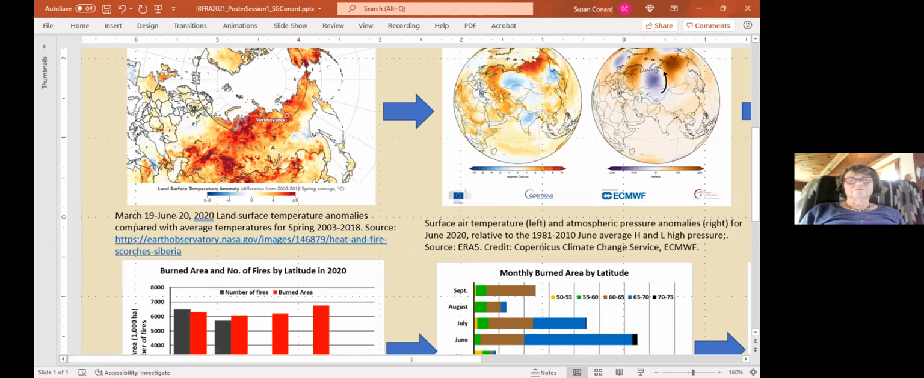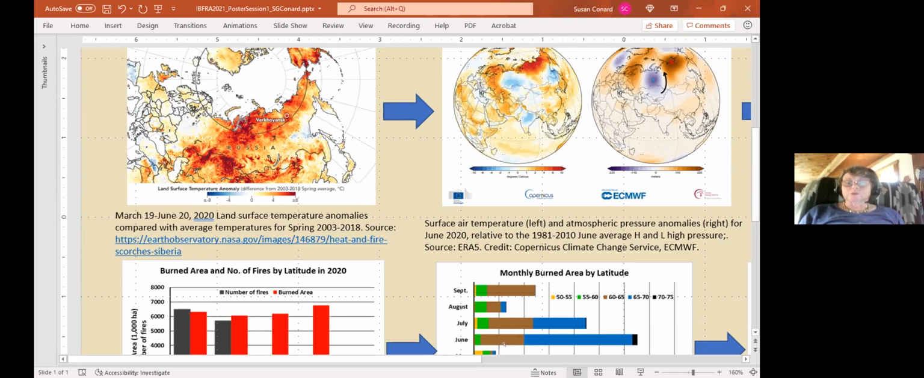So one of the factors that predisposed Siberia to this bad fire season last year were temperature and upper atmospheric circulation patterns. The first panel shows land surface temperature anomalies in spring, May to June 2020, and you can see that a lot of the areas up here were 4 to 5 to 6 degrees C above normal. And if you look at the second panel, the surface air temperatures in June were very high up in this area and somewhat in central Siberia, but lower in these other areas.